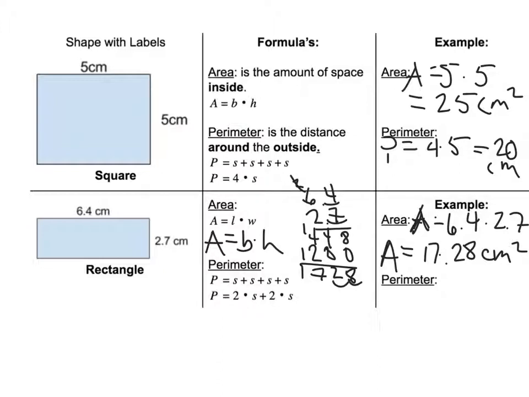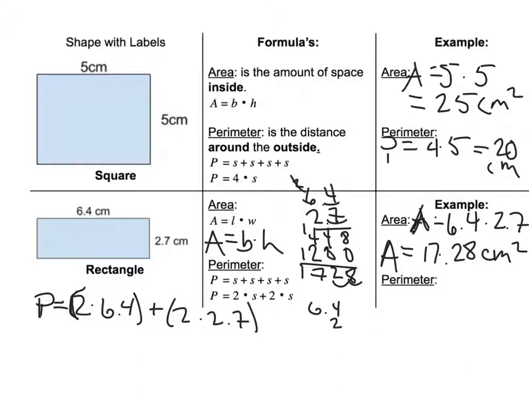Now for perimeter, we're going to add all of our side lengths together. I'm going to start all the way down here just to make it a little bit easier for me to spread out where I'm writing my work. So perimeter is 2 times the base, which is 6.4, plus, let me make sure this is clear that this is parentheses, plus 2 times 2.7. And now I can start to work that out, okay?